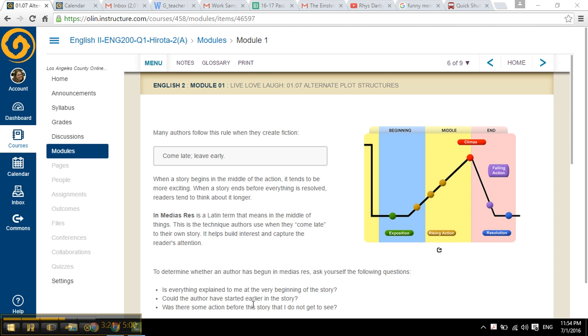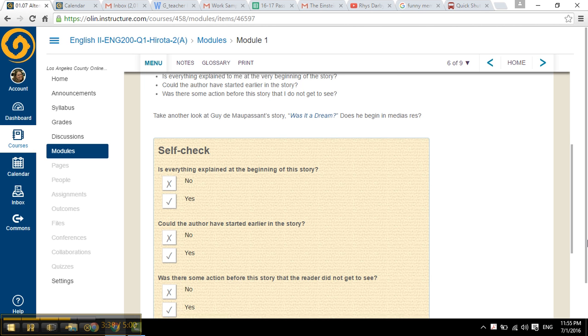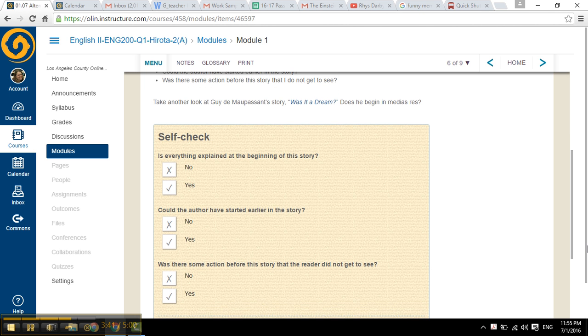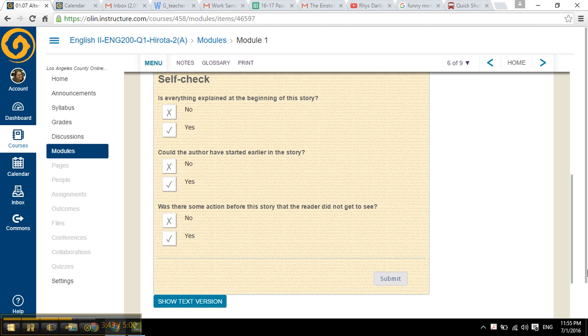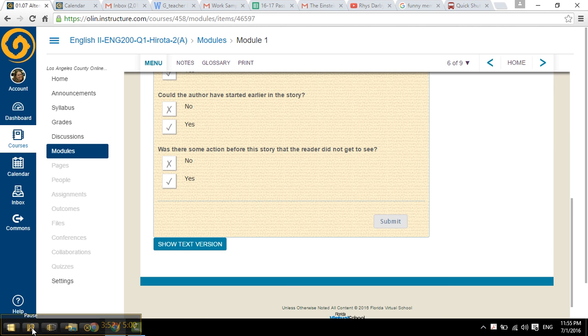Page 6 talks about in medias res. So you will need to read through this. It says many authors follow this rule when they create fiction: come late, leave early. So it's the story that starts in the middle, and you need to read through all of this so that you can have a good understanding of it, and then think about this in terms of Was It a Dream, and then you're going to do the self-check and submit it. So you'll click either yes or no on these and then hit submit, and once you've done that you'll move on to page 7.